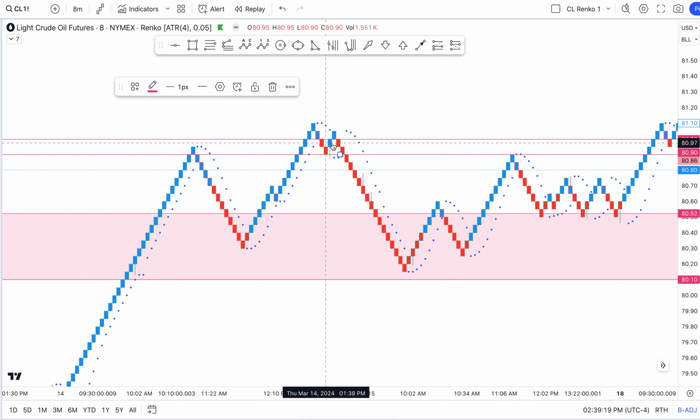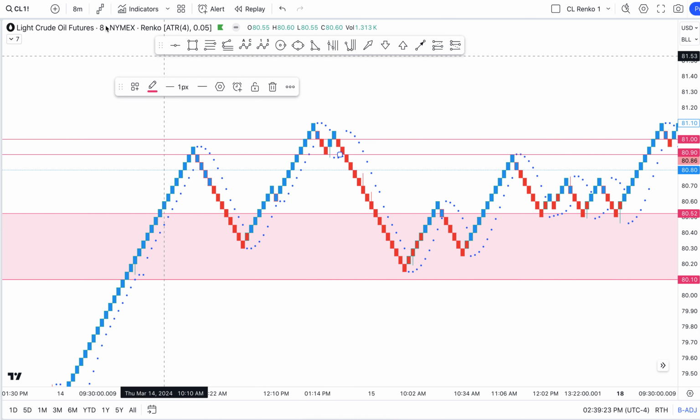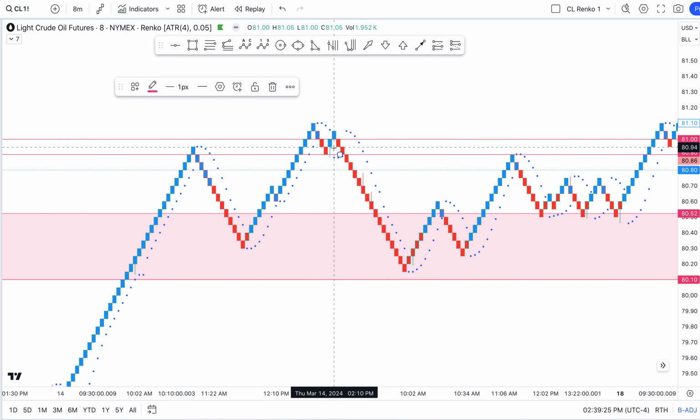Well, it depends how much time these bricks take to form, because these bricks, even though it's an 8-minute chart, do not get formed based on time. They get formed based on average true range and price action. Important distinction. So you just got stopped twice in a row. Now you're short again because of the rules.